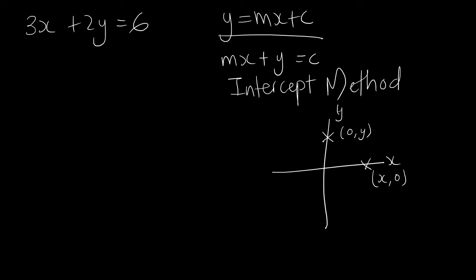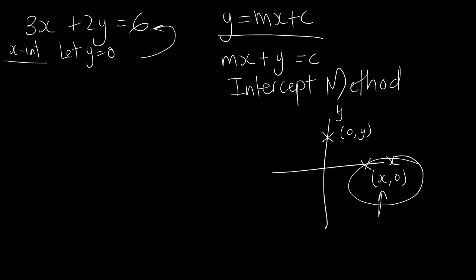So let's find our intercepts. When we're working out the x-intercept, we'll say let y equal 0, which is what I just explained here, and y will therefore be 0. So let's substitute this into the formula. We have 3x, x stays the same, plus 2 times 0 is equal to 6. Now let's solve for x. So we have 3x is equal to 6, and x is equal to 2.